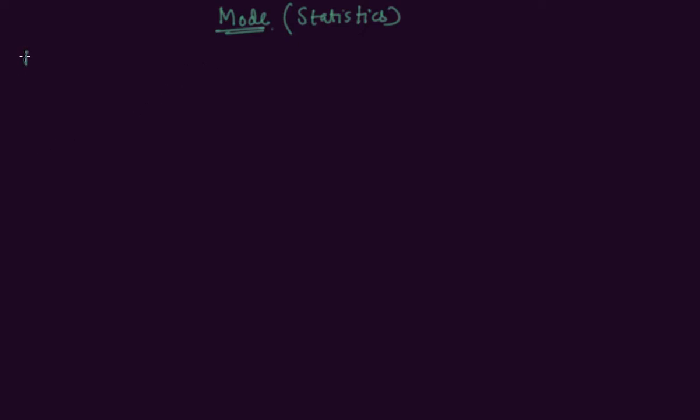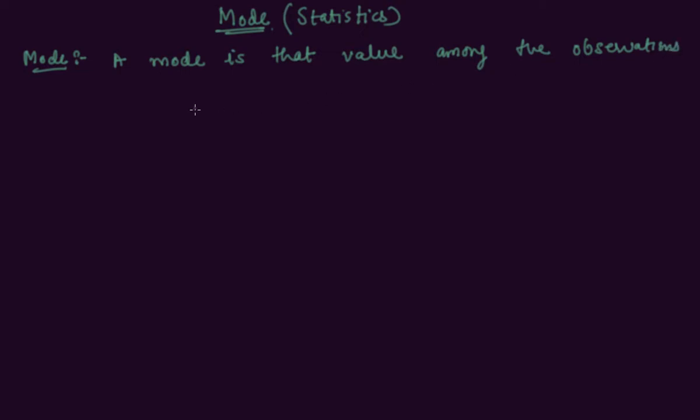So let me write the definition of mode. A mode is that value among the observations which occurs most of the time, or most often.